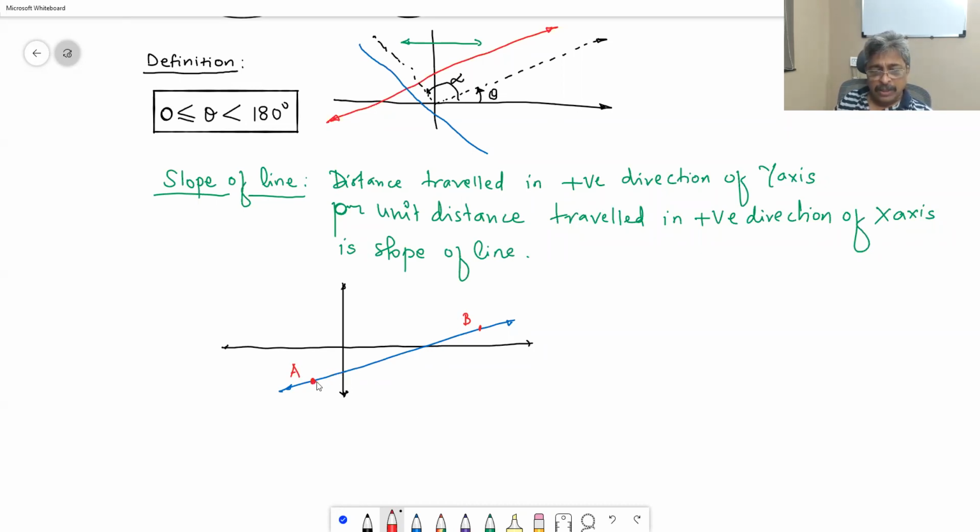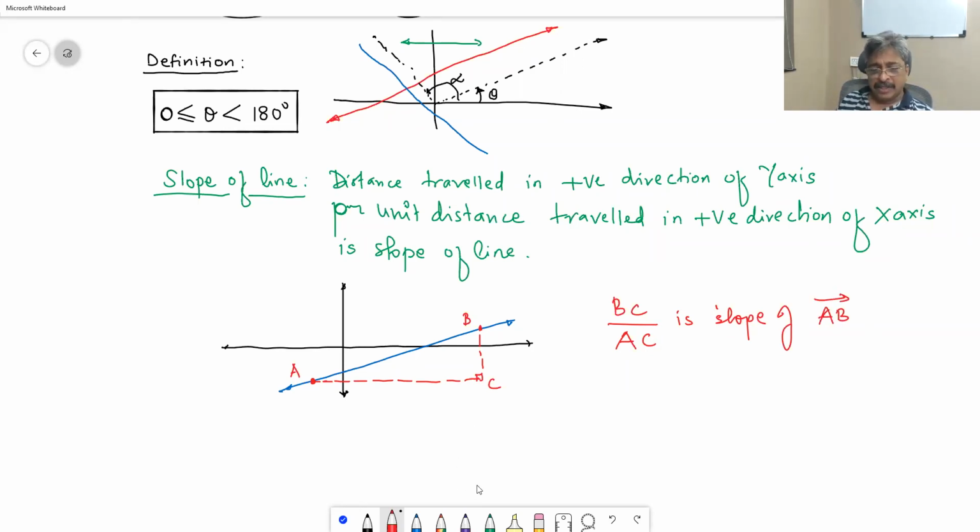So, what is the distance traveled while moving from A to B in positive direction of y-axis? It is this distance, BC. BC is the distance you have traveled in positive direction of y-axis, and how much is the distance that you have traveled in positive direction of x-axis? AC. BC upon AC is slope of the line.